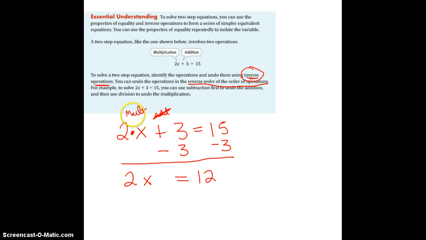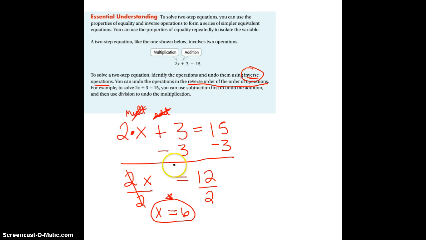All right, to get rid of the multiplication, we are going to divide by 2. And then after you go through and do your reverse order of operations, you do the inverse operations, then you will finally, hopefully, come up with your solution. So we come up with an answer of 6.